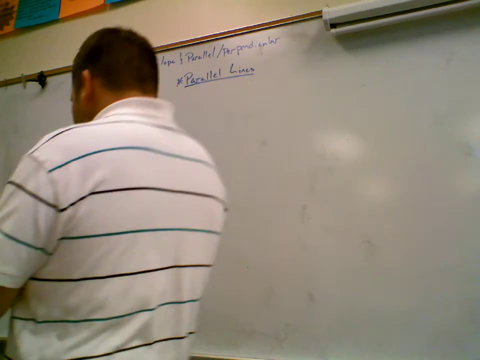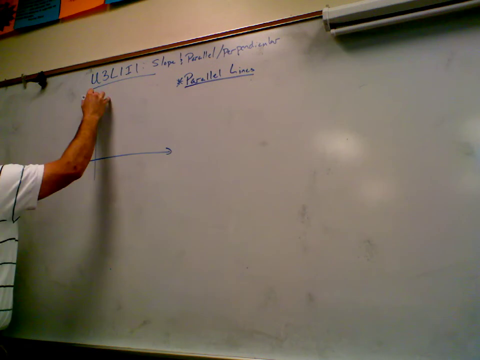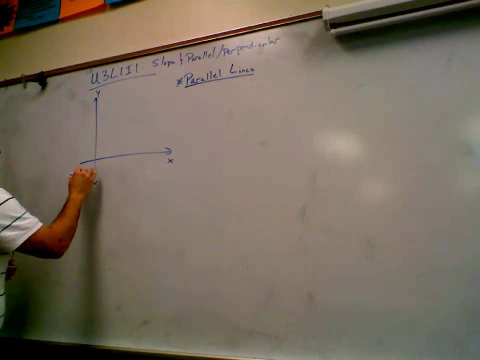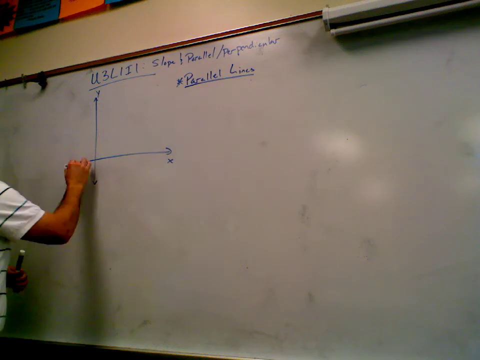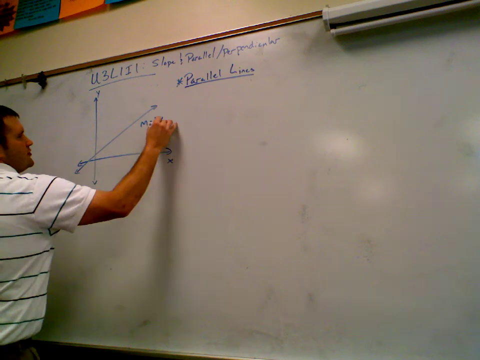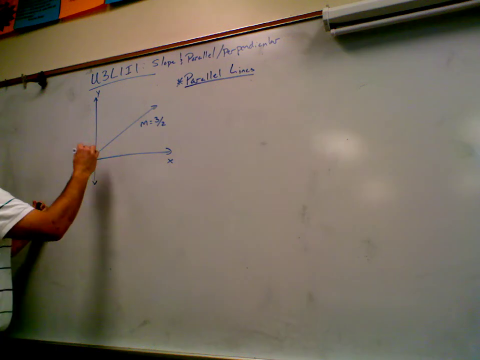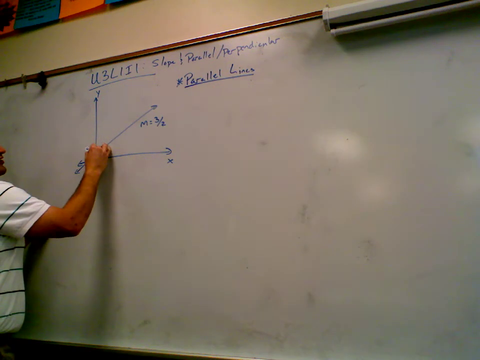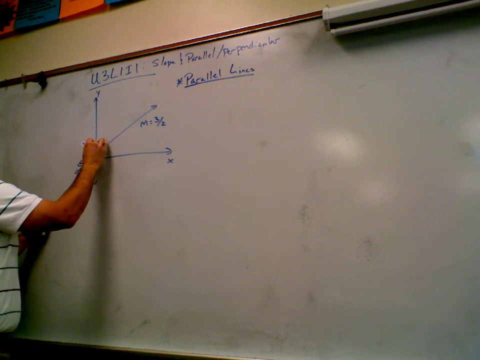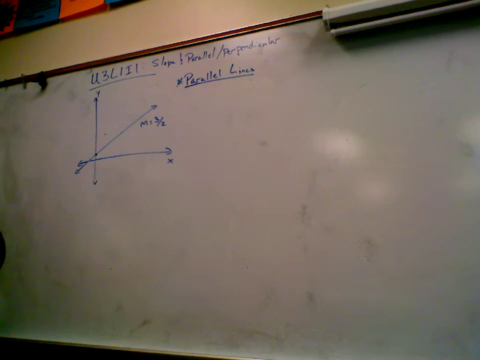All right, so let's say I have an x and a y-axis. I'm just going to draw a random line. We'll say the slope is 3/2. The reason why I like fractions is because it's easy to figure out my rise and my run. That means it goes up 3, over 2, and I'm back on the line. Does that make sense?